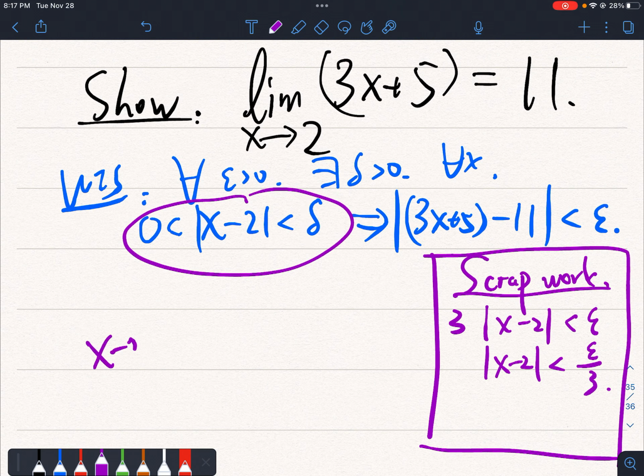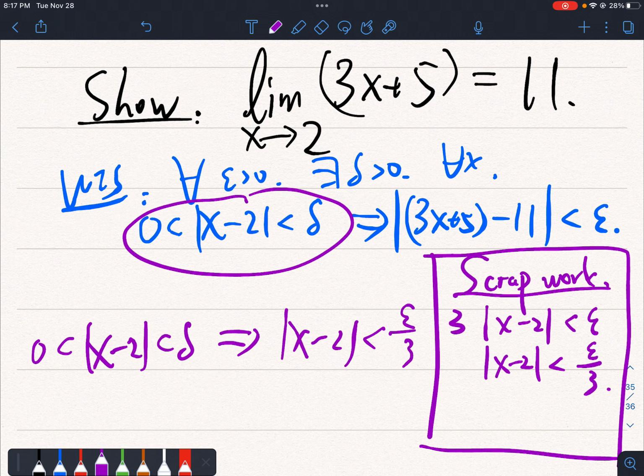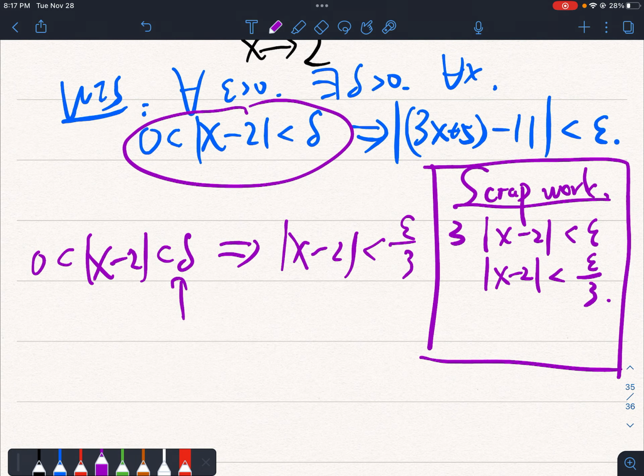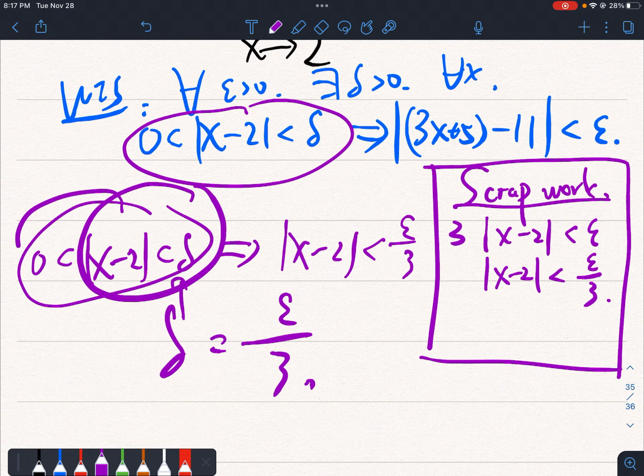So which means you want to find some delta that is very, very small, such that if this is bigger than 0 and less than delta, then now it's less than epsilon over 3. But how will you choose this delta? You just need to find any particular value. Why not just choose delta to be epsilon over 3 and you win?